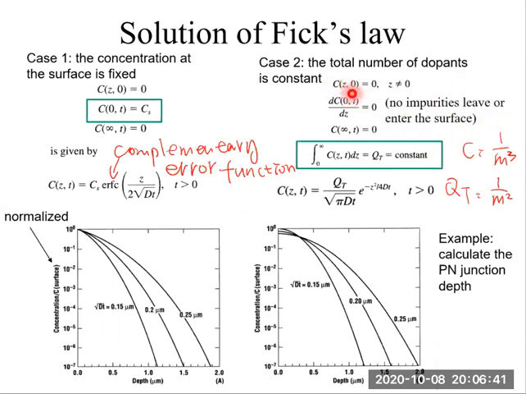And again, we assume initially there's no impurity in the silicon substrate. At time 0, C is equal to 0. With these boundary and initial conditions, the solution is a Gaussian distribution: C equals Qt over square root of pi Dt, times e to the power of negative z squared, where z is the distance, divided by 4Dt.